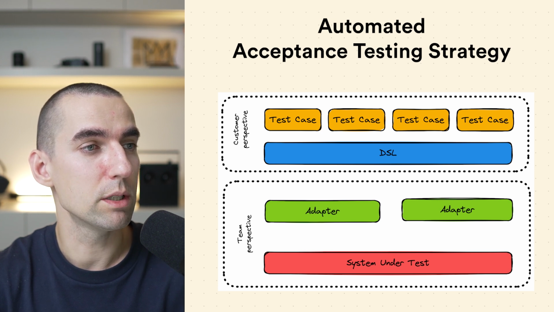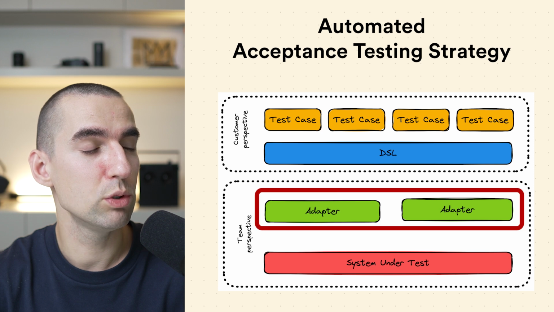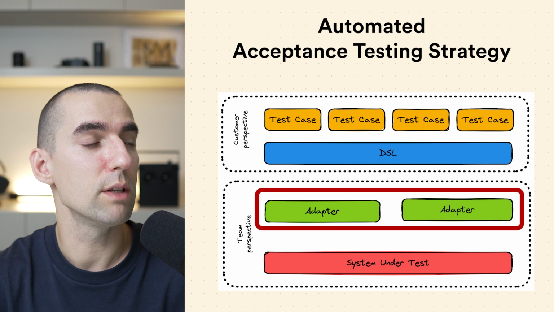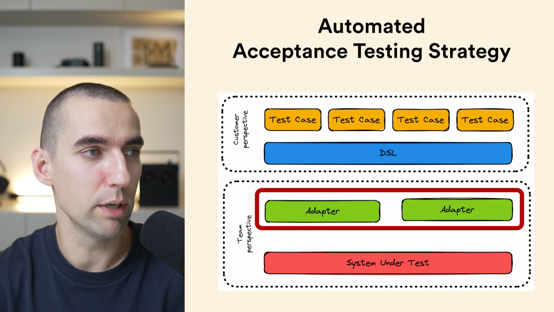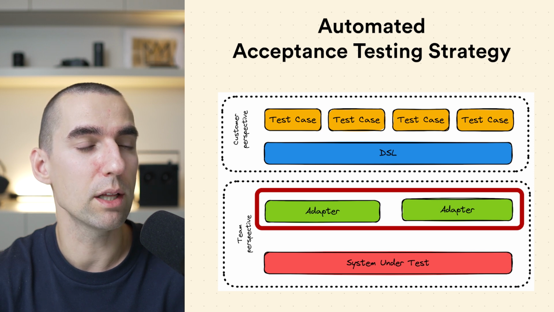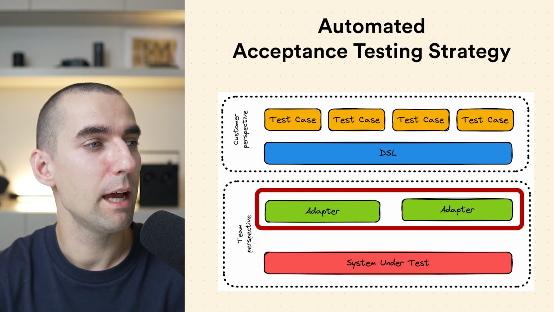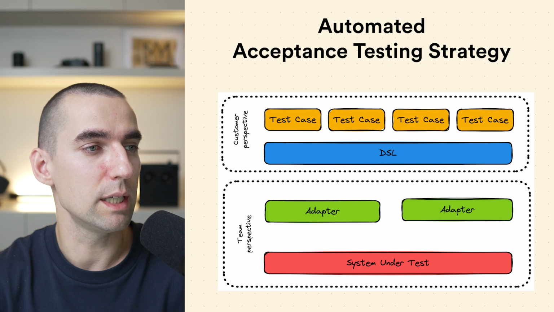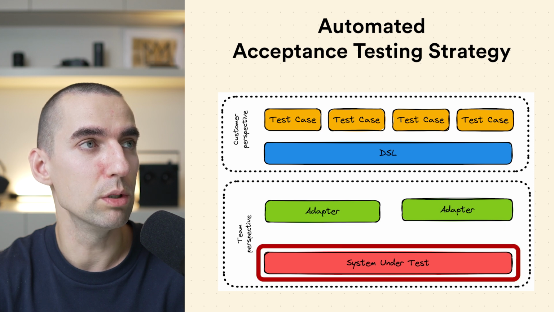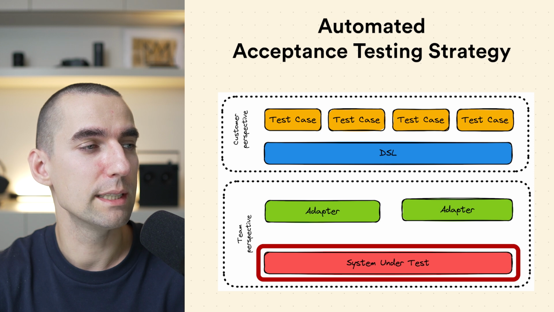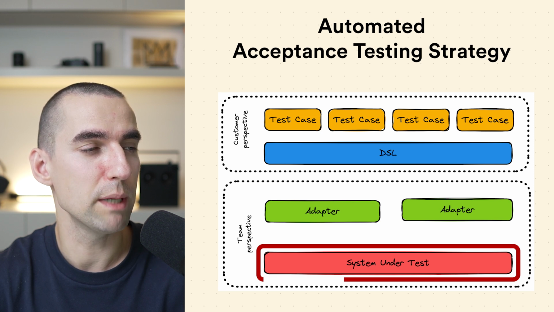These are adapters. And adapters could be things like your browser library for writing tests, like Playwright. Adapter can be your API client, literally just an HTTP client that makes calls to a specific API. And then the system under test, which is basically a deployable unit that you are verifying. And these things inside this dotted line, these are written from team perspective.